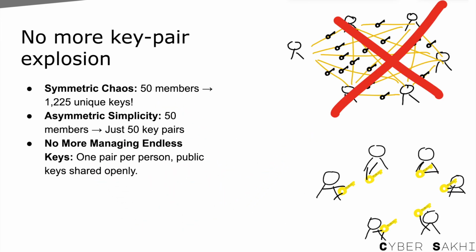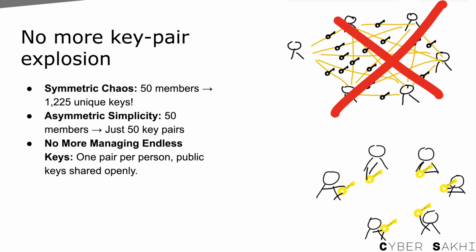Let us celebrate another major win with asymmetric encryption. No more key pair explosion. Remember the chaos with 50 members using symmetric encryption? 1225 unique keys were required. Now switch to asymmetric simplicity. Just 50 key pairs needed, one per person, with public keys shared openly. No more juggling endless keys.